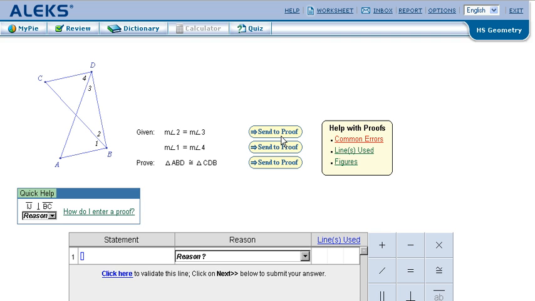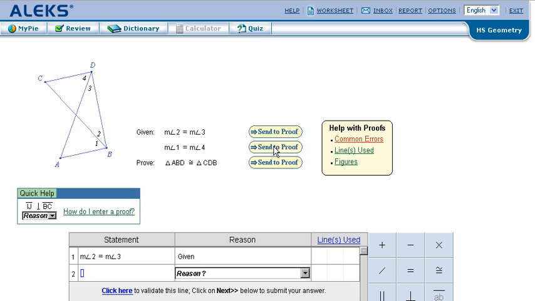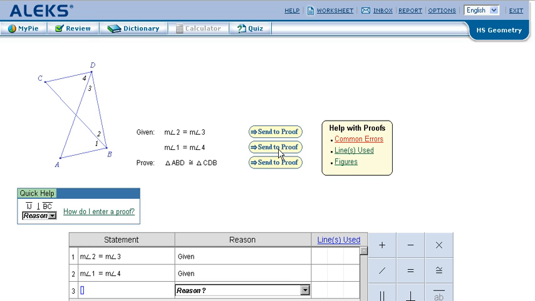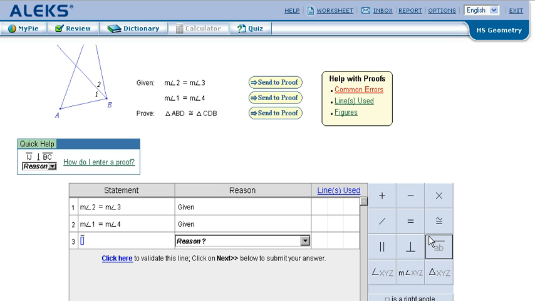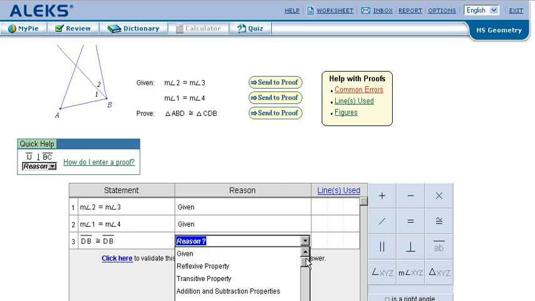Step number 1, we know that 2 and 3 are congruent because it's given, and 1 and 4 are congruent. So 2 and 3 constituted our toes, so that's our first set of angles. 2 and 3, there's your angles. And then we know that side DB was congruent to side DB. So we come over here and we say side DB is congruent to side DB segment. And the reason for that is the reflexive property.